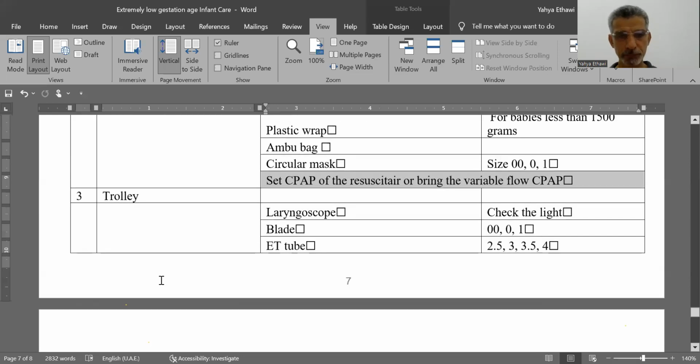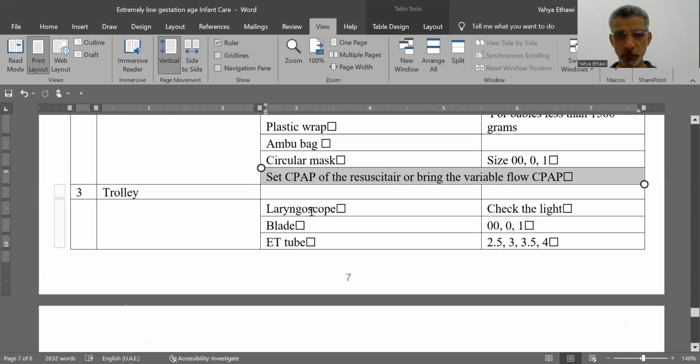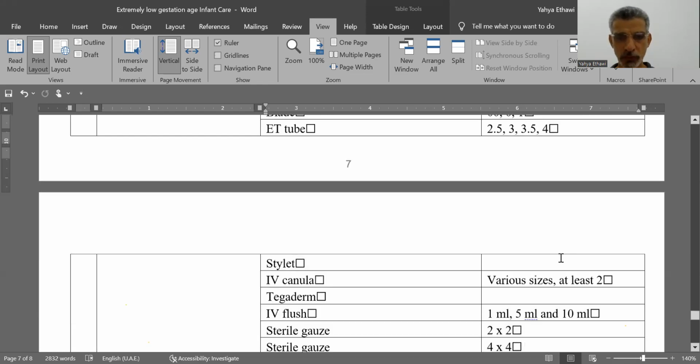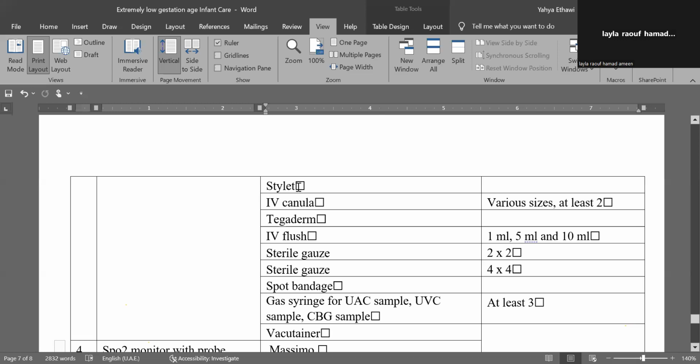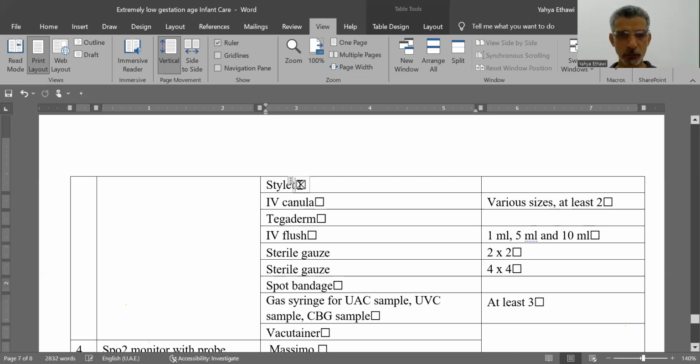We need a trolley. It should have a laryngoscope; check the light. So once you check the light, you tick it on. We need the blade of the laryngoscope, size 3. So once you have it, you check it on. We need the ETT. So you need 2.5, 3, 3.5, and 4. Once you've done that, you check the list. Stylet, if there is one, you tick here. So you just click and it will be ticked automatically.